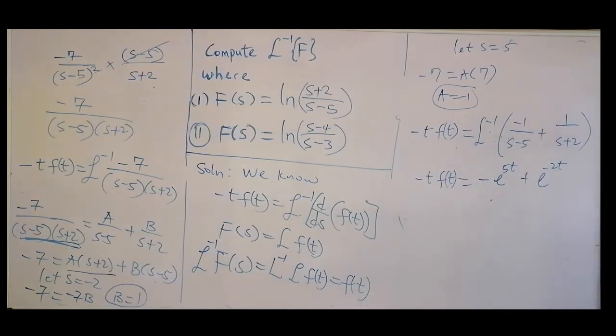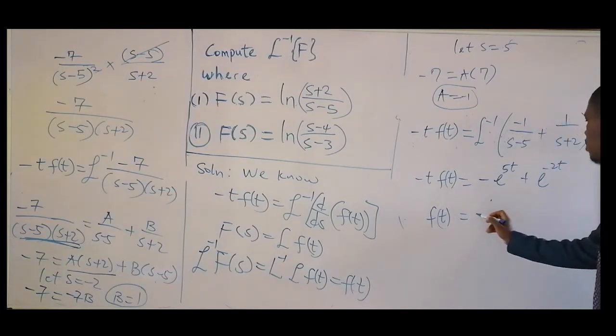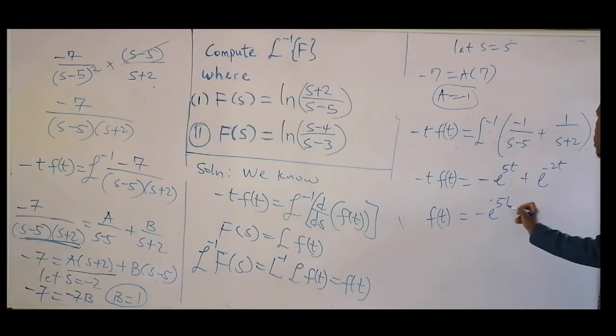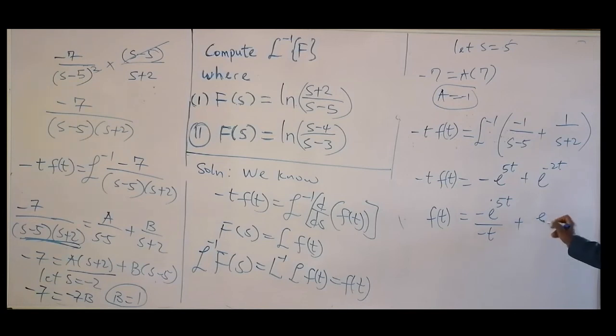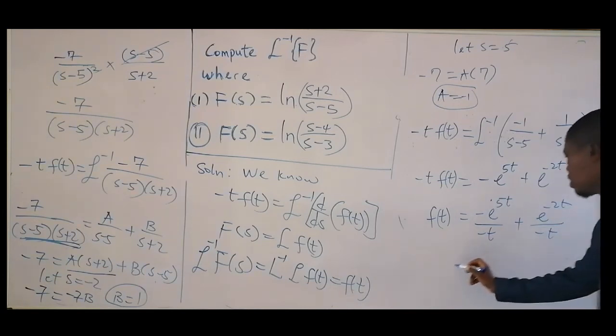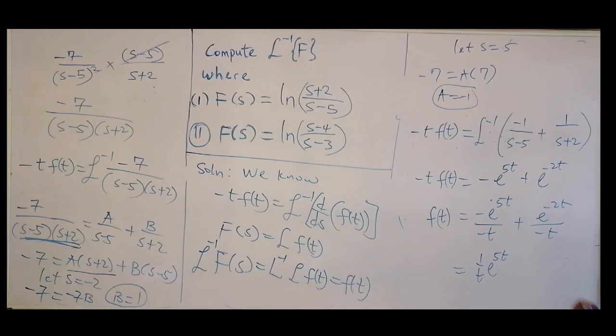Finally, f of t will be equal to minus e to the 5t over minus t, plus e to the minus 2t over minus t. And that will be equal to 1 over t times e to the 5t, minus 1 over t times e to the minus 2t. So that's that on that question.